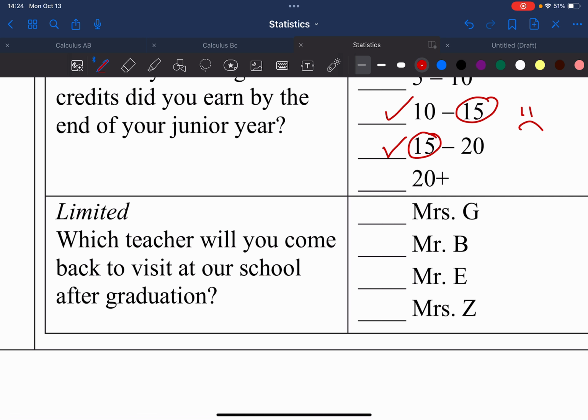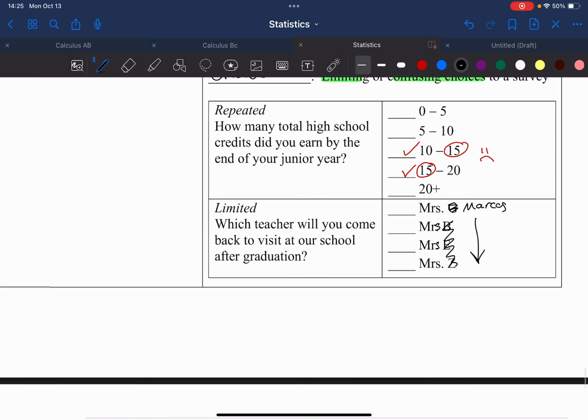Okay. Let's say all of these answer choices. It says, which teacher will you come back to visit at our school after graduation? And all of the choices here are Miss Marcos, Miss Marcos, Miss Marcos, Miss Marcos. I just limited your answer choices. That means you have no choice but to come visit Miss Marcos.